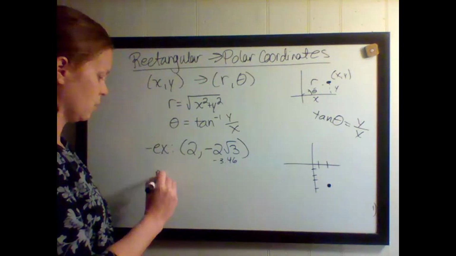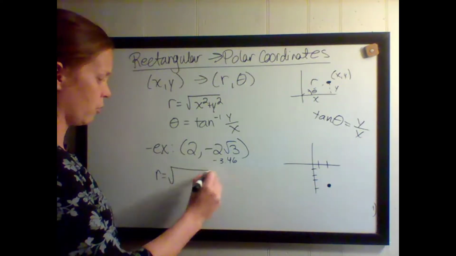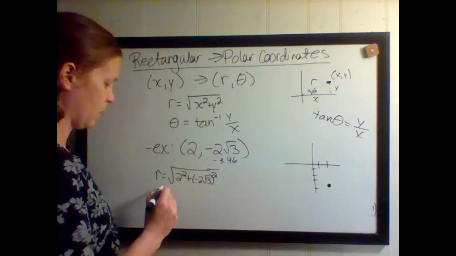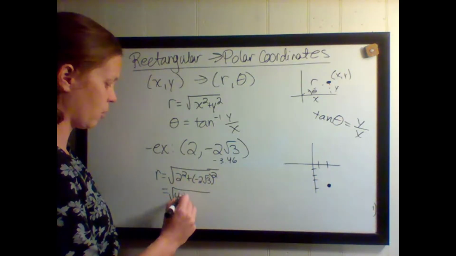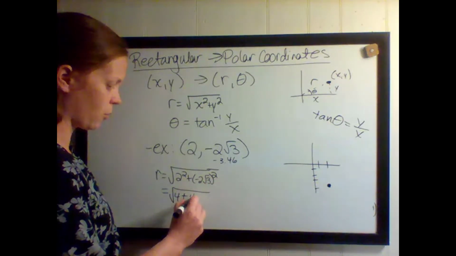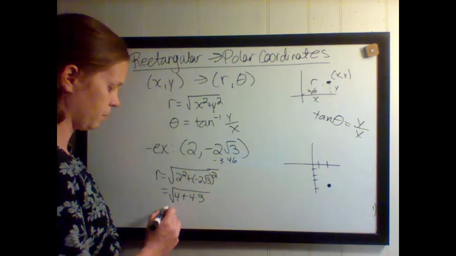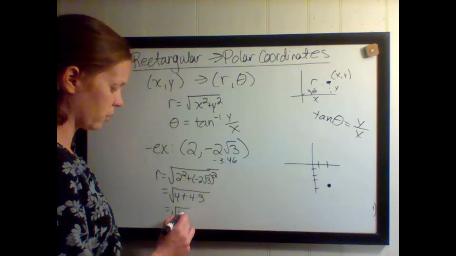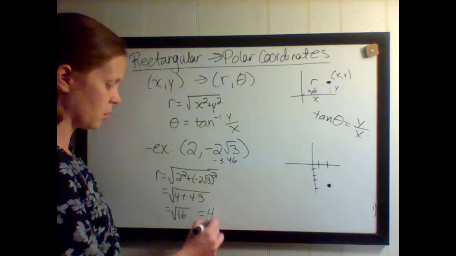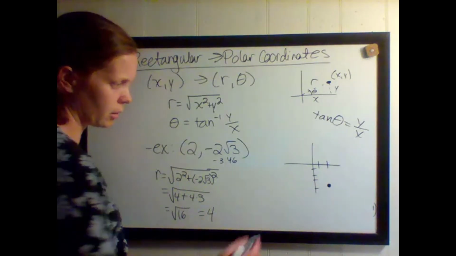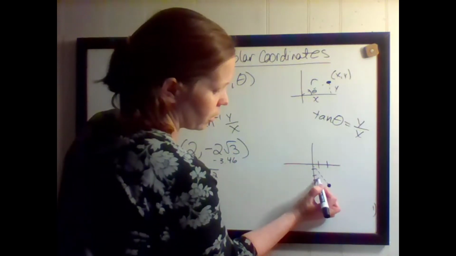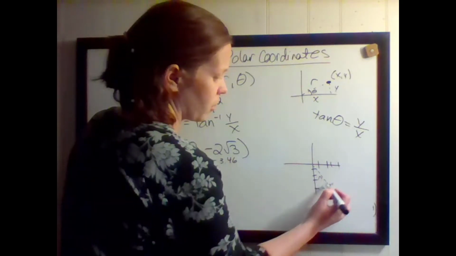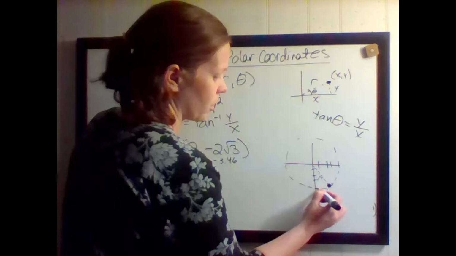So to get my radius, I can do the square root of 2 squared plus negative 2 root 3 squared. So I'm going to have 4 plus negative 2 squared is 4. Root 3 squared is 3, so that's 12. 12 plus 4 is 16. So my radius is a perfect 4. That's kind of nice. So this distance right here, this radius, is 4. If I did my polar coordinates down here, radius of 4 looks about right.